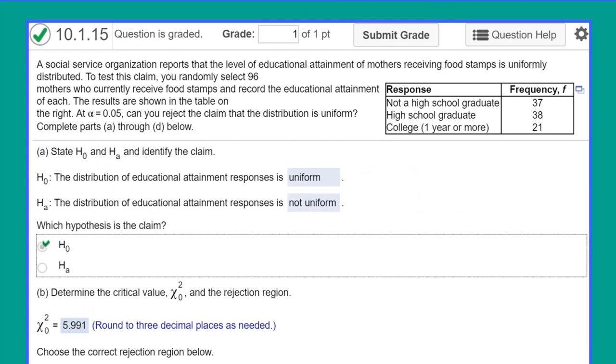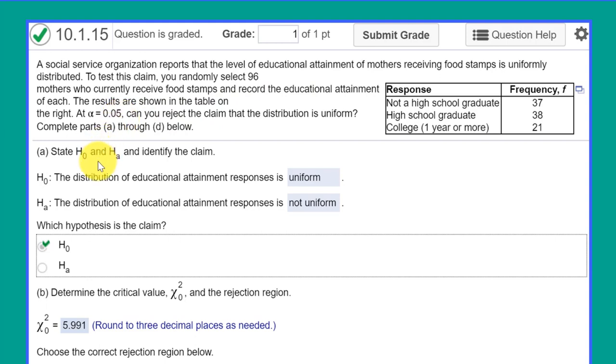I have a problem out of chapter 10 on chi-square. This problem is a goodness of fit test, and we know that because we're asked to test the claim of this social service organization that the distribution of educational attainment of mothers is uniformly distributed. So we need to test to see if the distribution of the data that we get matches that uniform distribution. And our alpha, our significance level, is 0.05.